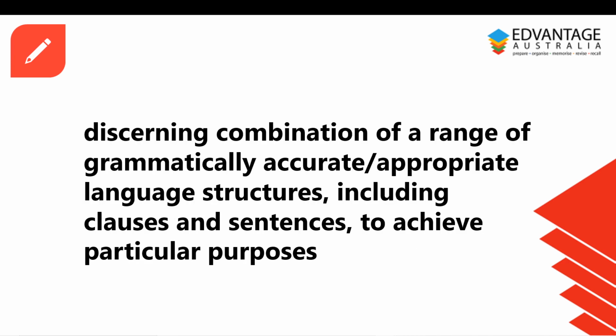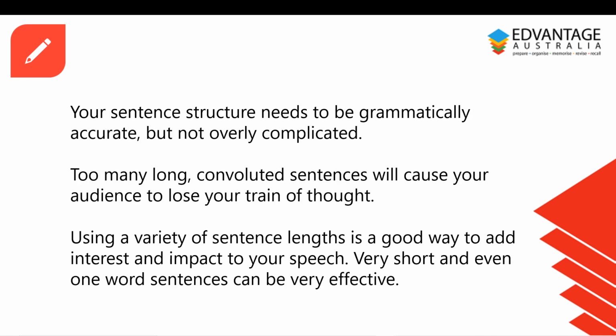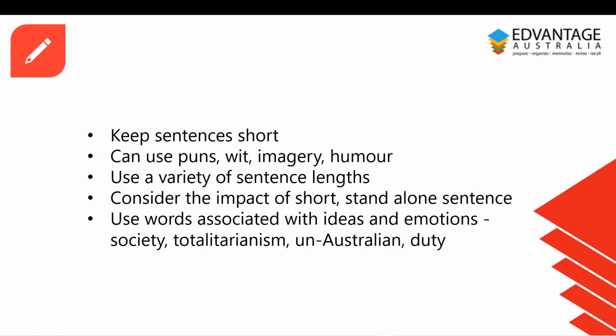So the second descriptor then is the discerning combination of a range of grammatically accurate or appropriate language structures, including clauses and sentences, to achieve particular purposes. Now, your sentence structure does need to be grammatically accurate, but it doesn't need to be overly complicated. Too many long, convoluted sentences is just going to cause your audience to lose your train of thought, and then they'll switch off. So using a variety of sentence lengths is a good way to add interest and impact to your speech. Very short and even one-word sentences can be really effective.